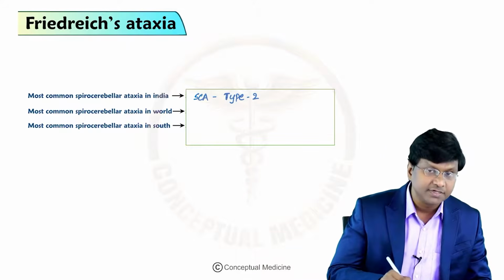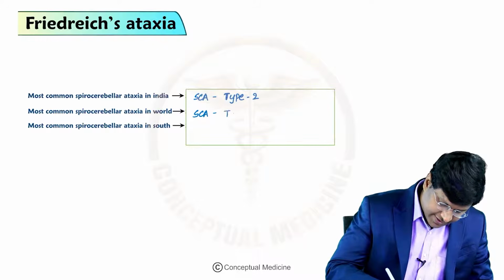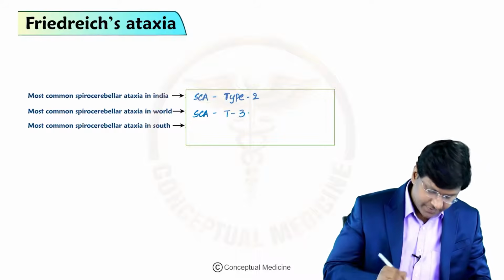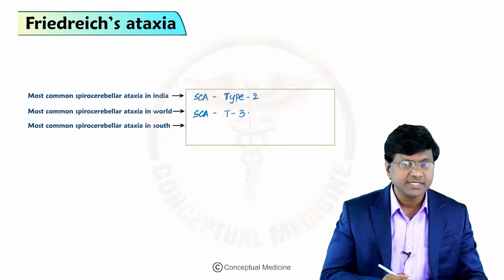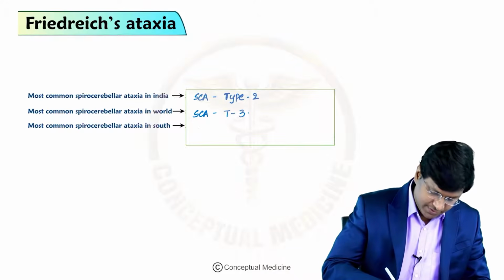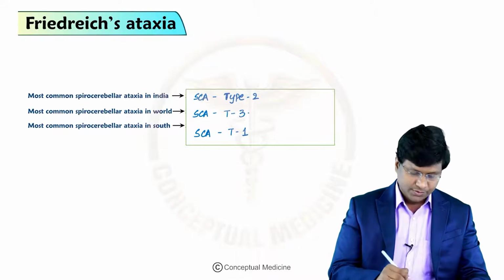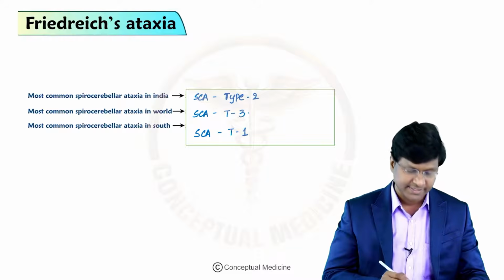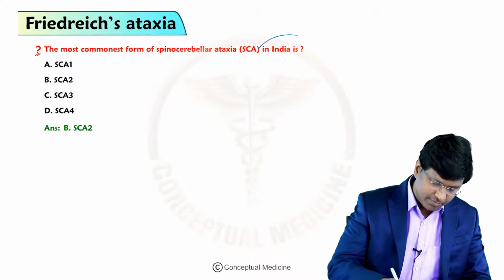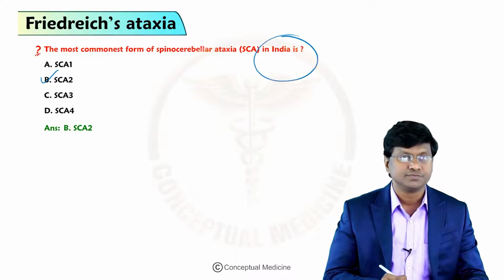And all over the world, it is spinocerebellar ataxia type 3 which is the most common spinocerebellar ataxia. Whereas in the southern parts, the most common form is spinocerebellar ataxia type 1. So these are the most common forms of spinocerebellar ataxia. The one which is more common in India is spinocerebellar ataxia type 2.